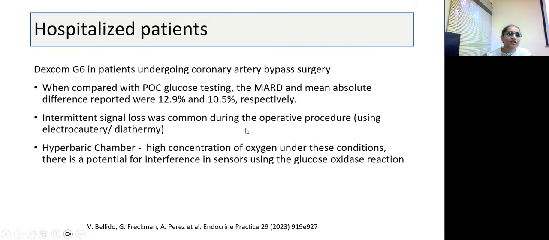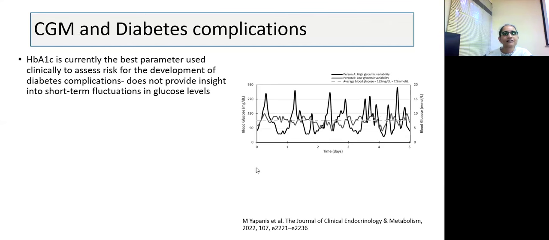There was one study which looked at the use of Dexcom sensors during a coronary artery bypass surgery and found that it was able to detect most of the time, except during electrocautery or diathermy procedures, where the signal was lost. Again, its use is limited in patients who are in the hyperbaric chamber because the glucose oxidase system gets affected by this.